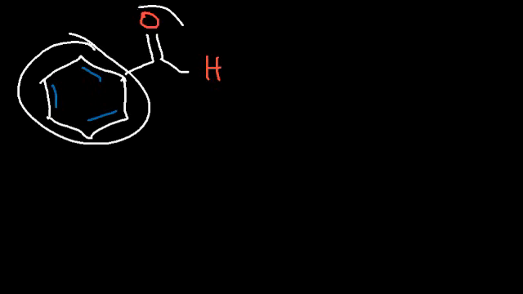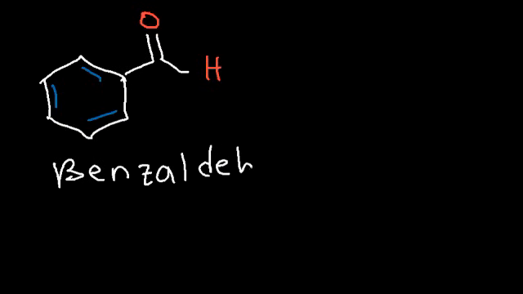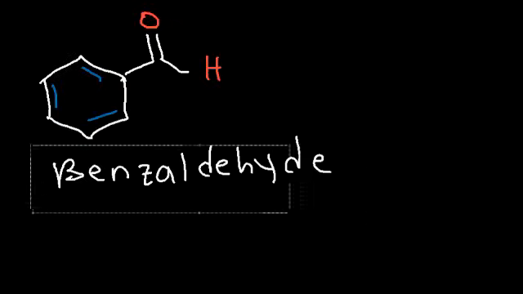Now what about this one? It looks like cyclohexanecarbaldehyde, but we have a benzene ring instead. So a benzene ring plus an aldehyde functional group combined, this is called benzaldehyde. Now what if we decide to add, let's say, a CH3 and a chlorine atom to it? So now what is the name?